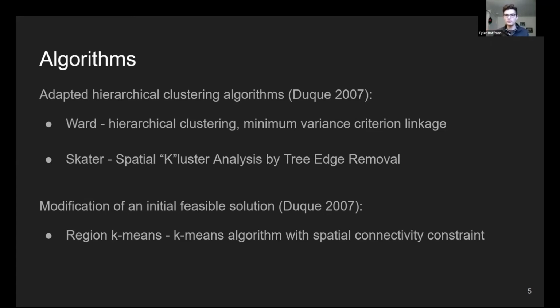On the SCATTER side, you lay out the minimum spanning tree to start, and you break off the least similar edges. Once you've broken off enough, you have the number of clusters that you want. The last one that we tested was region k-means. This is the classical k-means clustering algorithm, just with an added spatial connectivity constraint that makes sure we keep the points that are spatially contiguous together.